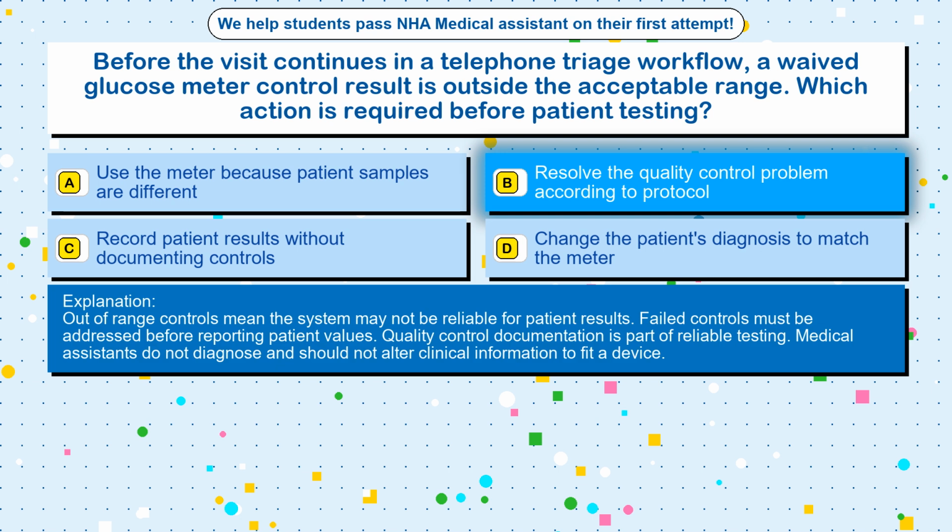Out-of-range controls mean the system may not be reliable for patient results. Failed controls must be addressed before reporting patient values. Quality control documentation is part of reliable testing. Medical assistants do not diagnose and should not alter clinical information to fit a device.